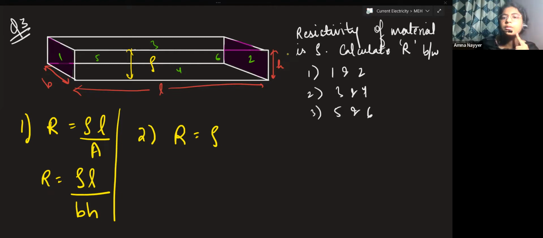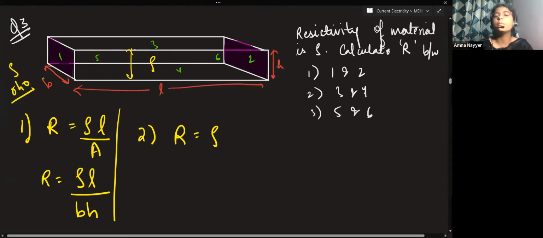Like in all questions, rho will be the same, because it's resistivity. The material is the same, the areas differ, so here the resistance will differ. Resistivity will be the same. So H, as rightly said by Abia. Now the area: this is length, this is breadth. What will be the area of this rectangle? Length into breadth. So this is your value of resistance.